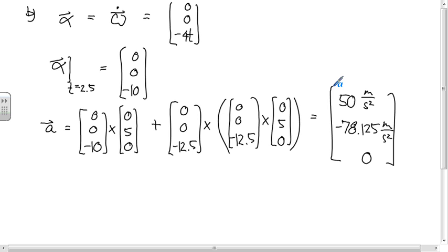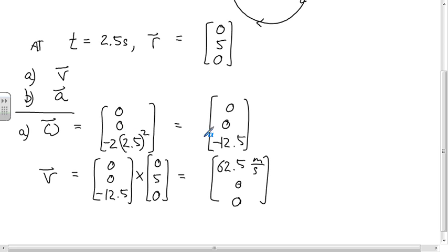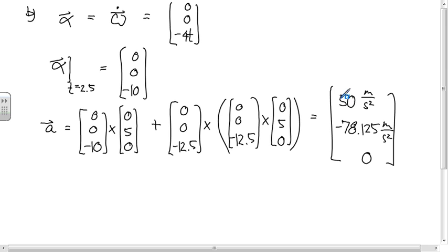So what do we know about this motion? We know that at the instant we're concerned about, the angular acceleration vector is pointed in the same direction as the angular velocity vector. They're both in the negative z direction. So we know that this motion is speeding up. We know that this positive 50 meters per second squared is the tangential acceleration, and we know that this negative 78.125 is the centripetal acceleration.